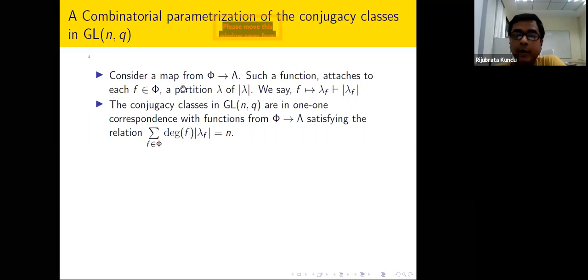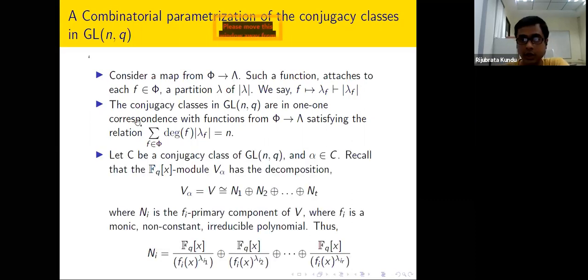Now we'll see how this correspondence happens. I'll give an explicit correspondence. Let us start with a conjugacy class C in GL(n, q) and an element alpha in the conjugacy class. Recall that the F_q[x]-module V_alpha, which is really V itself, has the following decomposition: V_alpha is isomorphic to N_1 direct sum N_2 and so on, where these N_i are the f_i-primary components of V, and f_i is a monic non-constant irreducible polynomial. When I say f_i-primary component, I mean that N_i is the submodule of V_alpha annihilated by some power of f_i. More explicitly, N_i is a direct sum of cyclic modules over F_q[x]: F_q[x] quotiented by f_i(x) to the power lambda_i1, direct sum of F_q[x] quotiented by f_i(x) to the power lambda_i2, and so on.